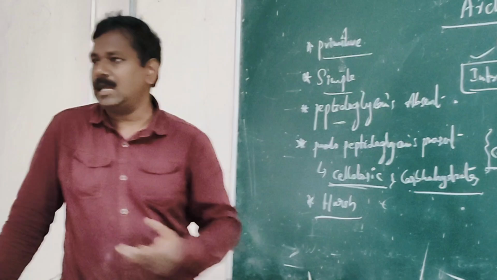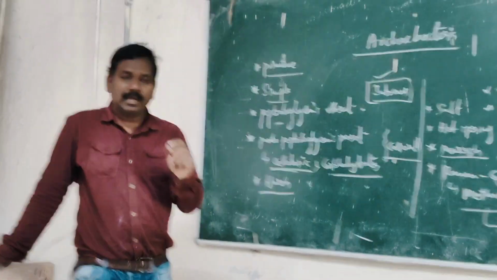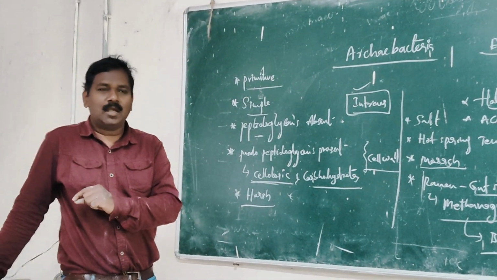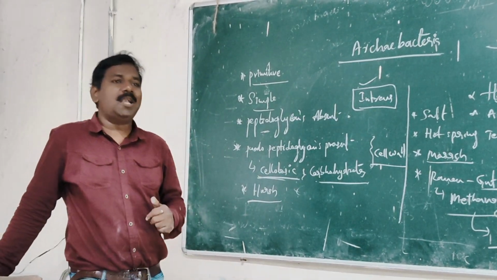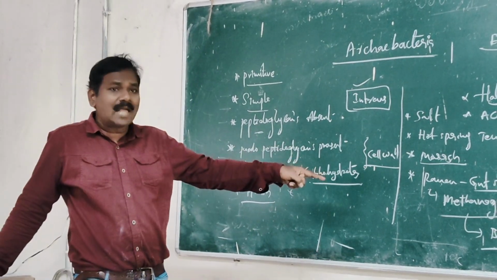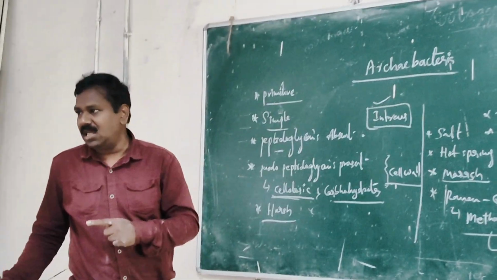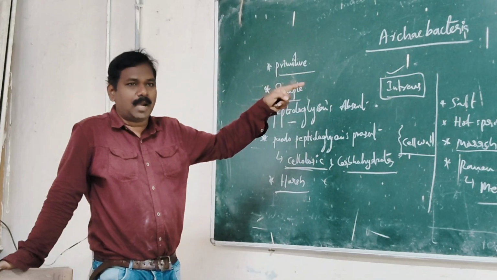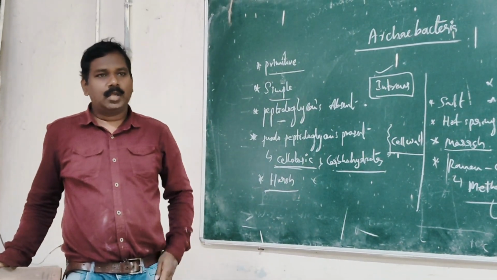Biogas is different from the gas we use in our homes, which is liquid petroleum gas, LPG, containing butane. Exams ask what type of gas is present in our home cylinders: liquid petroleum gas. But biogas is methane, produced by methanogenic bacteria. Methanogenic bacteria belong to the group of archaebacteria. So this is the information about archaebacteria.